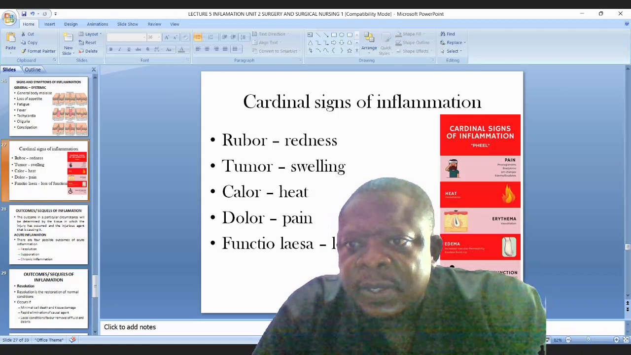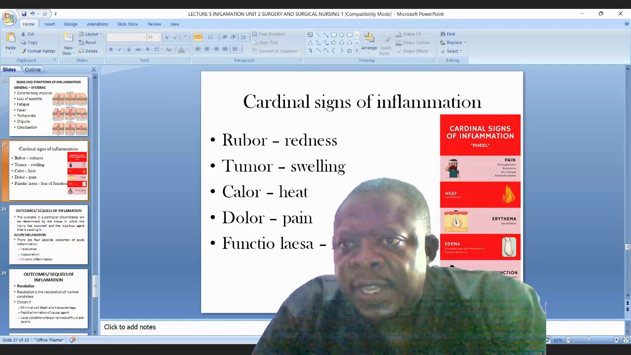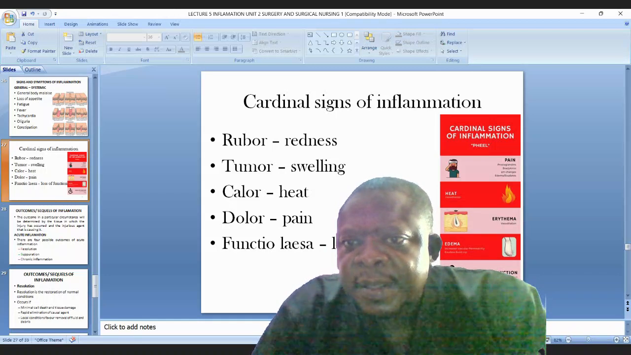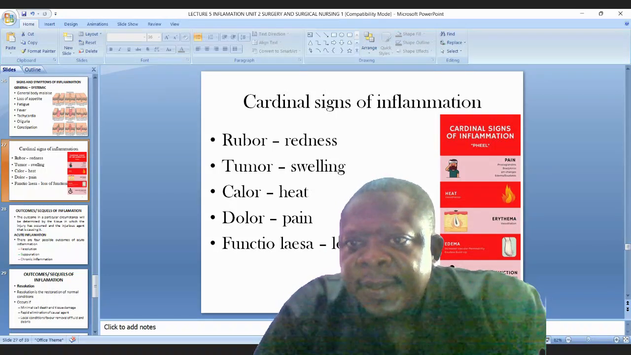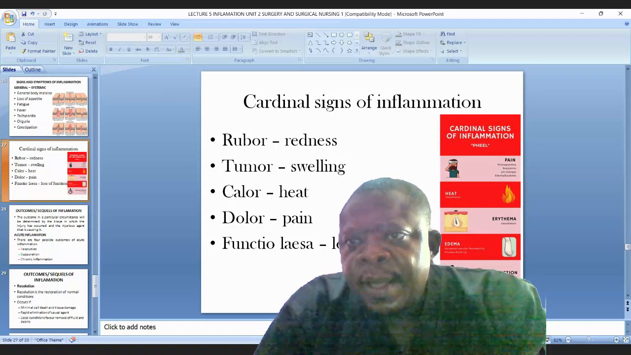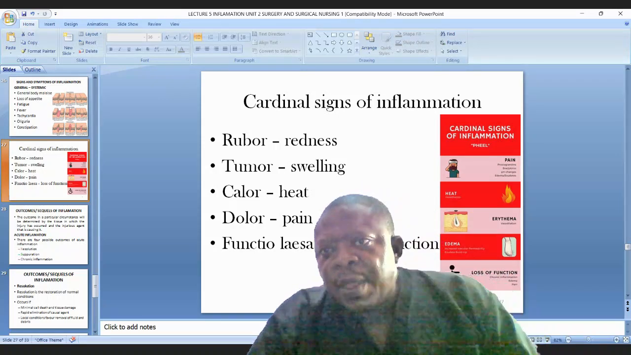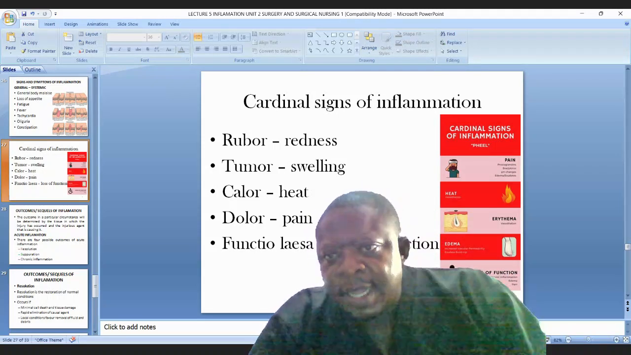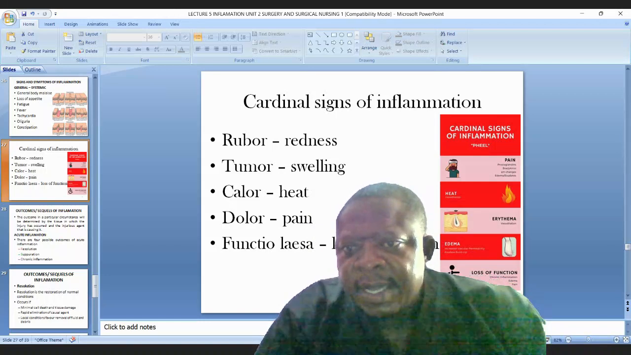So in acute inflammation, there are four possible outcomes. It can either resolve nicely without a scar, depending on how the injury was, or there can be suppuration, I'll still expand this, or there can be chronic inflammation.